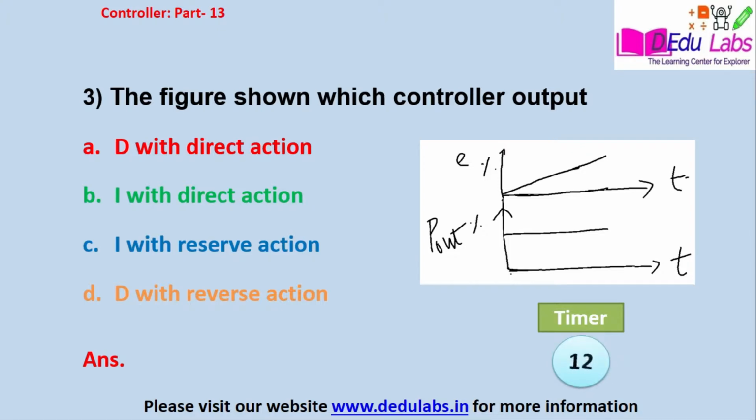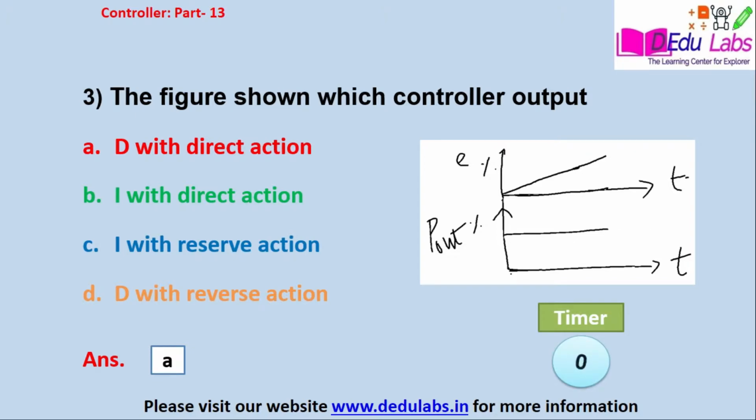The answer is option number A, that is a derivative controller with direct action. See, as shown in the figure, the first portion of the plotted waveform represents the error signal in percentage with respect to time. Similarly, the bottom plot represents the percentage of the output of the controller with respect to time.